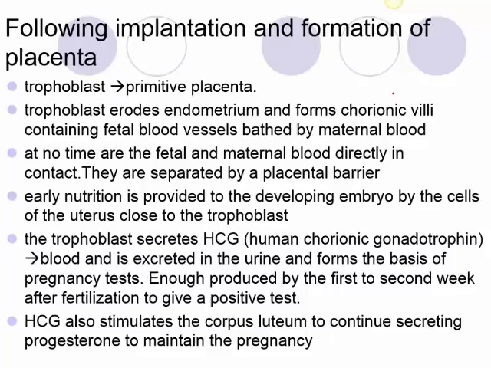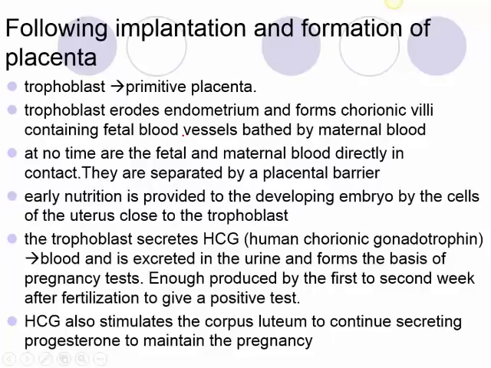Now, following implantation, let's look at how the placenta is formed. Remember, the outer layer of cells was called trophoblast, and that begins to form the primitive placenta. I told you that the trophoblast was highly erosive. So what it does is it kind of sends out little feelers and erodes the endometrium. These little projections are known as chorionic villi, and primitive blood vessels begin to form in it, and these are fetal blood vessels.